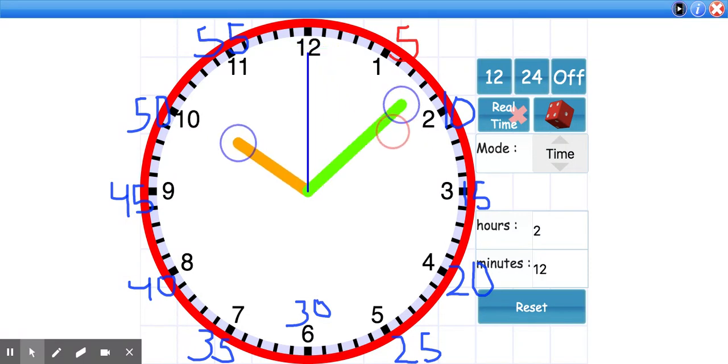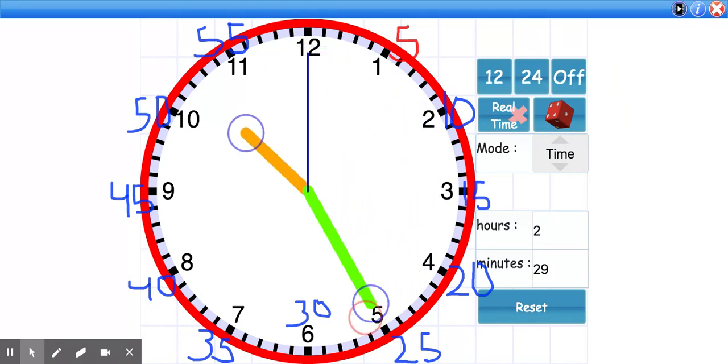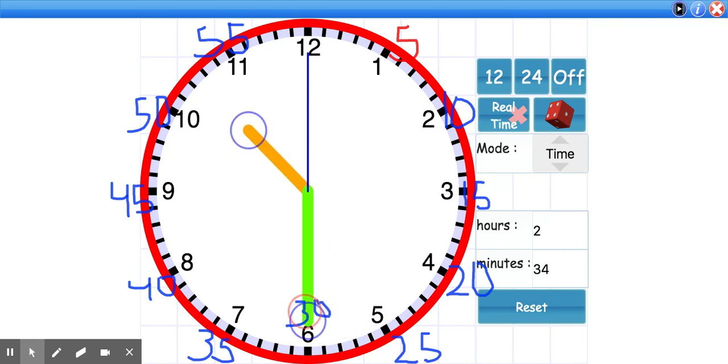Now, I'm going to move my minute hand halfway around the clock, and it is some of yours favorite time of the day. 5, 10, 15, 20, 25, 30. So the clock now shows 10:30, which is when we go to lunch.